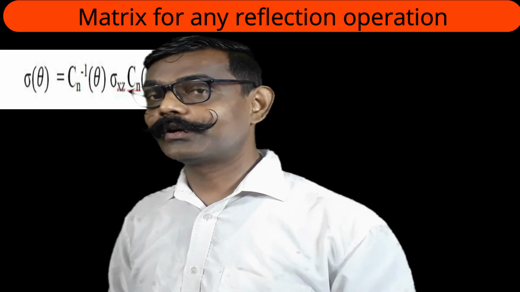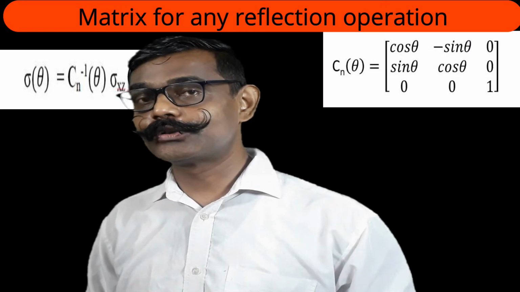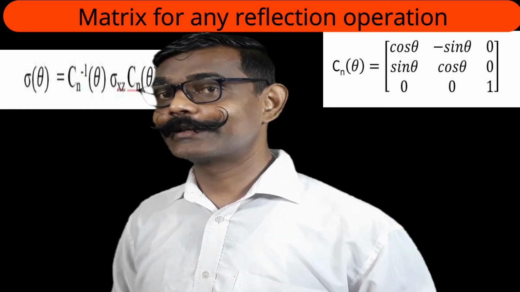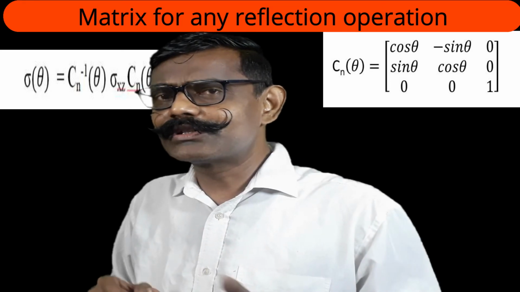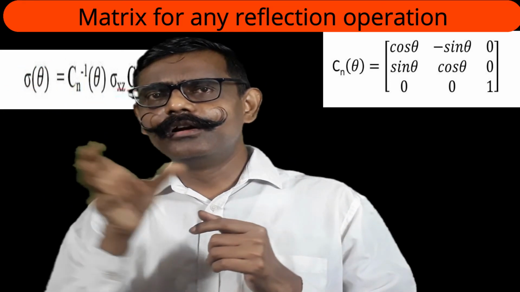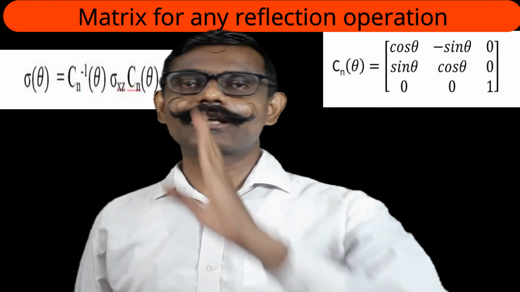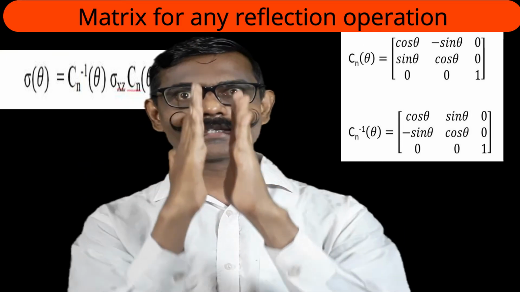So what is the matrix for the rotation operation by angle theta? Cos theta minus sin theta 0, sin theta cos theta 0, and 0 0 1. What is its inverse? It is very easy in the case of square matrices, especially these matrices. Inverse means whatever the rows are, turn them to columns. What is the first row of the rotation operation? Cos theta minus sin theta 0. So cos theta minus sin theta 0 will become the first column.